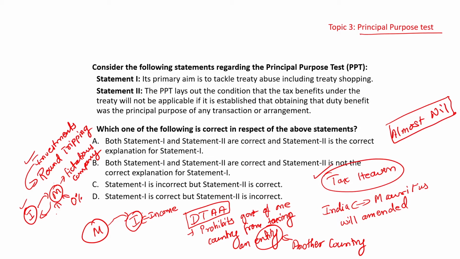Now, what this double tax avoidance agreement creates is a phenomenon where a loophole is found by tax evaders.